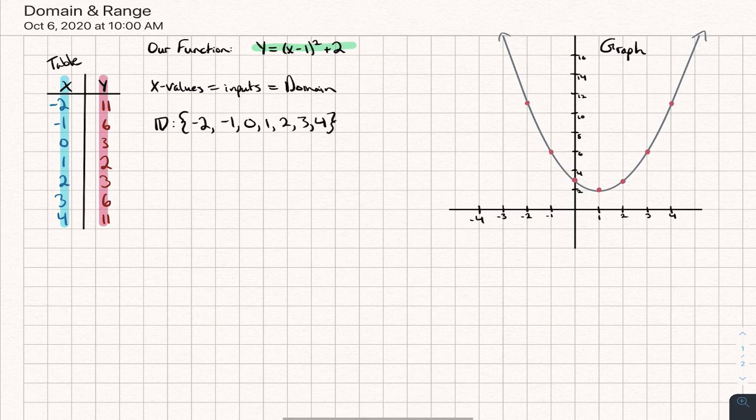And the reason why that's as far as the domain goes is because those are the only values that are listed in the table. So when given a table for a function, the domain that you're going to list are only the values that are actually shown within the table.